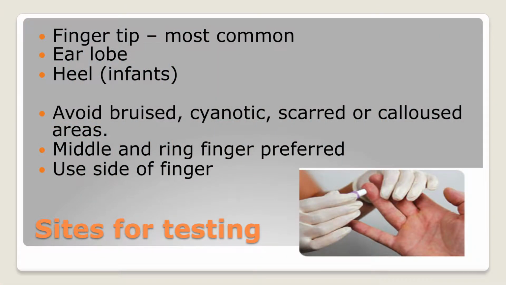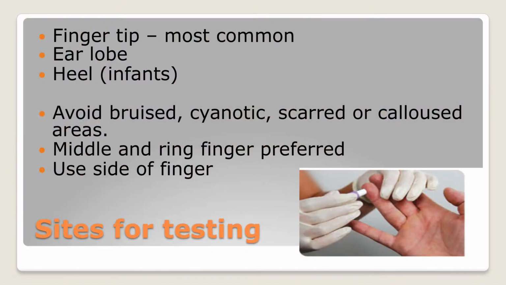Usually they prefer the middle two fingers, the ring finger and the middle finger. However, if they're getting it every 4 hours, it's not going to be very long before those areas are all bruised, calloused, bleeding, whatever. You're going to have to move over to some of the other fingers if you're going to get a good site. And use the side of the finger. Like I said, it's better than the tip.